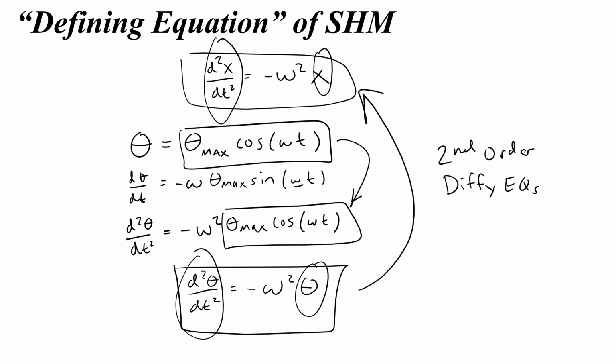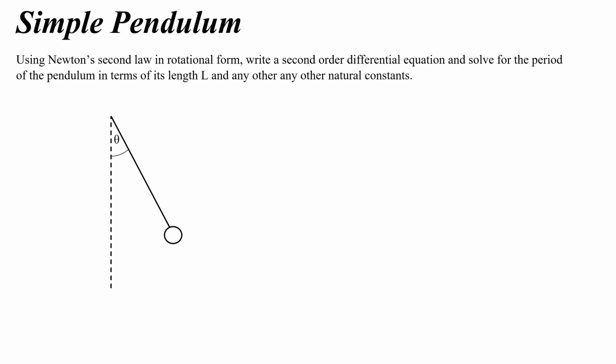So let's take a look at something that's incredibly convoluted and unnecessarily difficult. The simple pendulum. Using Newton's second law in rotational form, write a second-order differential equation and solve for the period of the pendulum in terms of its length L and any other natural constants. A lot here. This really is not a difficult problem, but there's a lot of code happening here.